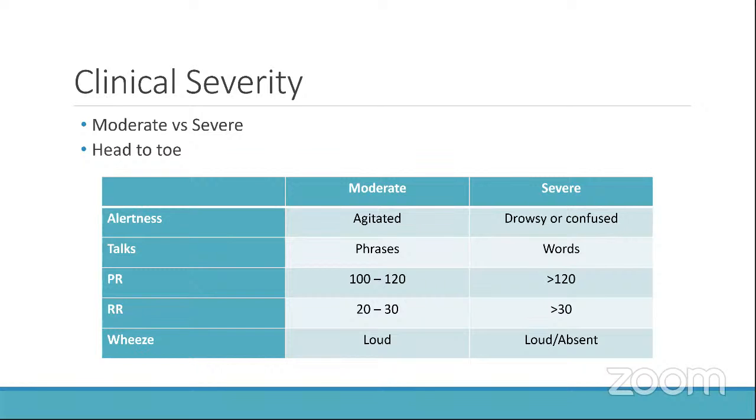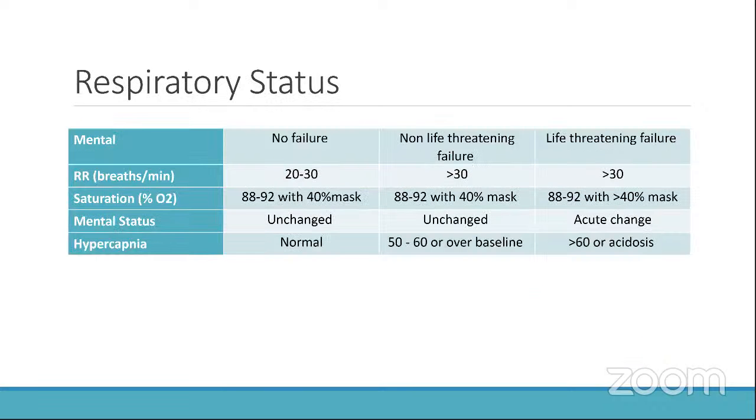Lastly, on auscultation, a moderate patient has a loud wheeze, whereas a severe patient may have a loud or absent wheeze. The respiratory status of a patient is divided into whether there is no respiratory failure, non-life-threatening respiratory failure, or life-threatening respiratory failure. Parameters to look at include respiratory rate, oxygen saturation, mental status, and hypercapnia.